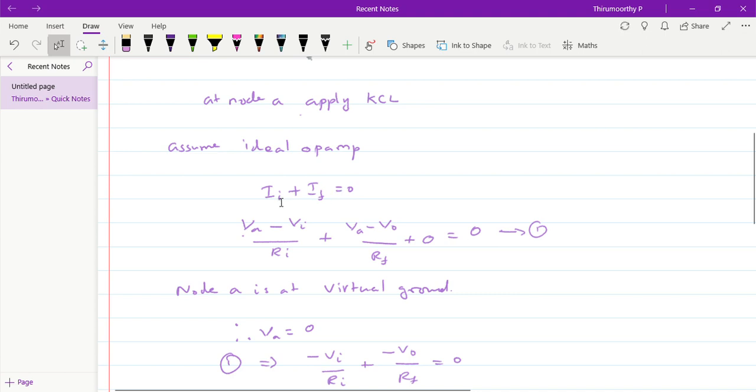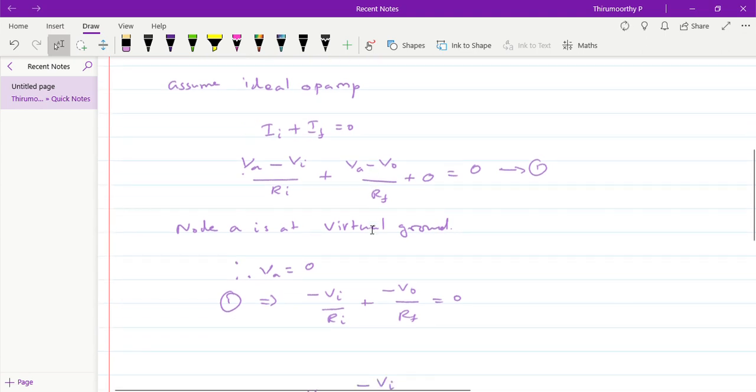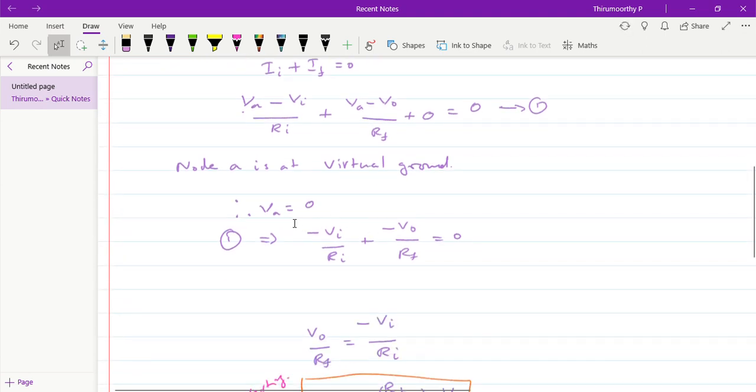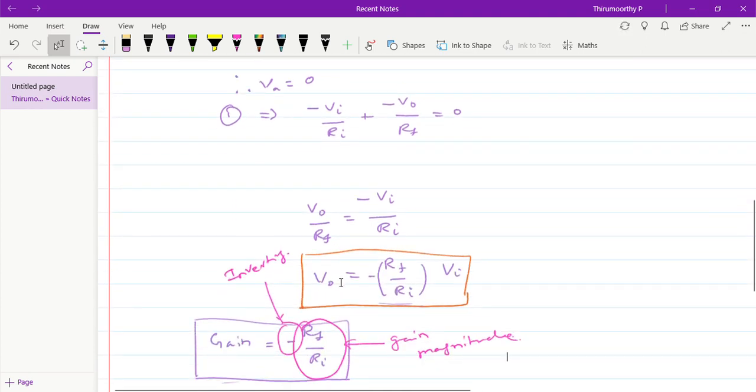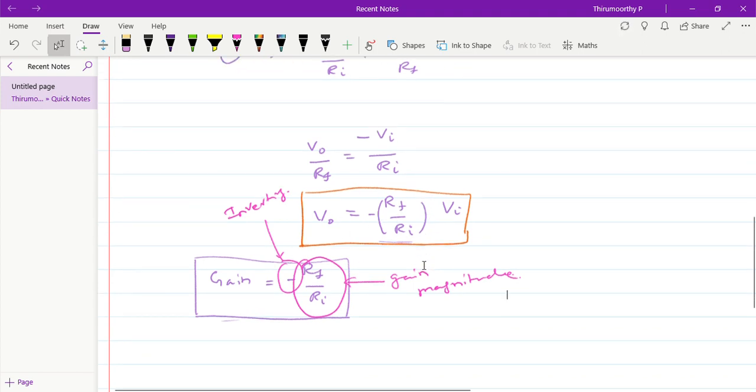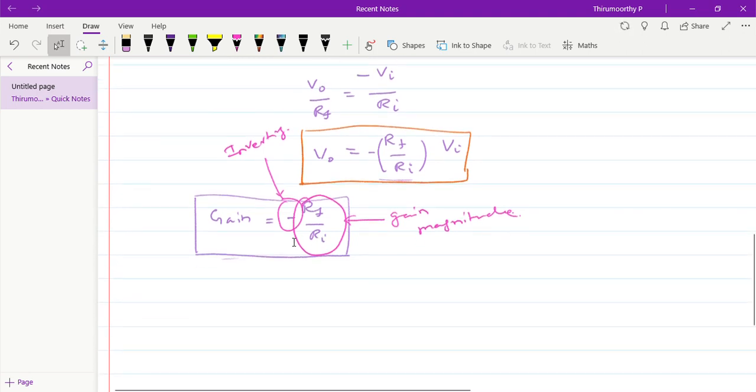Writing the expression for Ii and If, that is Va minus Vi by Ri plus Va minus Vout by Rf is equal to 0. Since node A is at virtual ground, Va is equal to 0. Therefore, simplifying, we get the expression as Vout is equal to minus Rf by Ri into Vi. The gain formula is minus Rf by Ri. In this, the minus represents it is inverting. The phase difference between the input and output is 180 degree, and Rf by Ri is the gain magnitude.